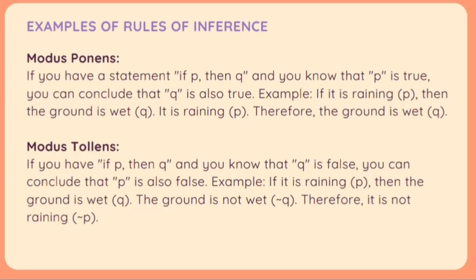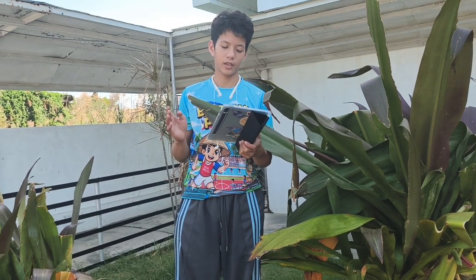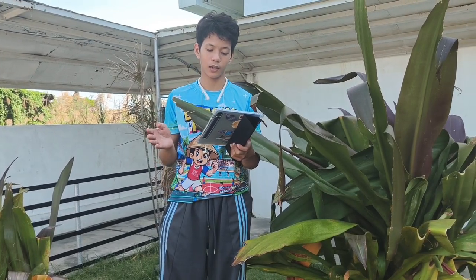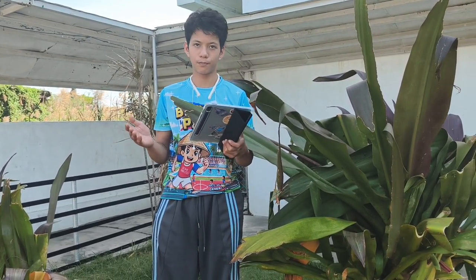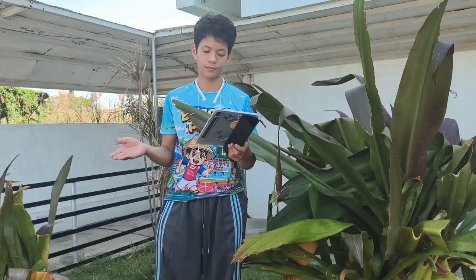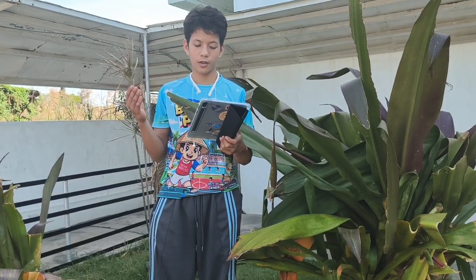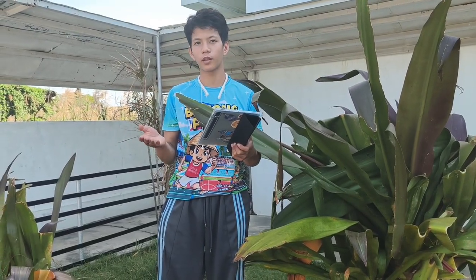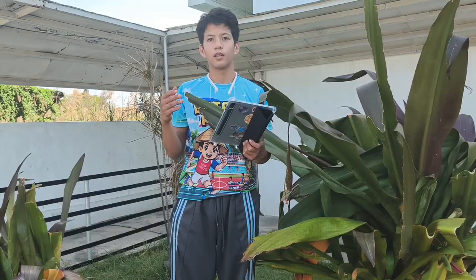Modus tollens. If P then Q, and you know that Q is false, then you can conclude that P is also false. An example of this: if it's raining, P, then the ground is wet, which is Q again. But if the ground is not wet, then it is not raining.